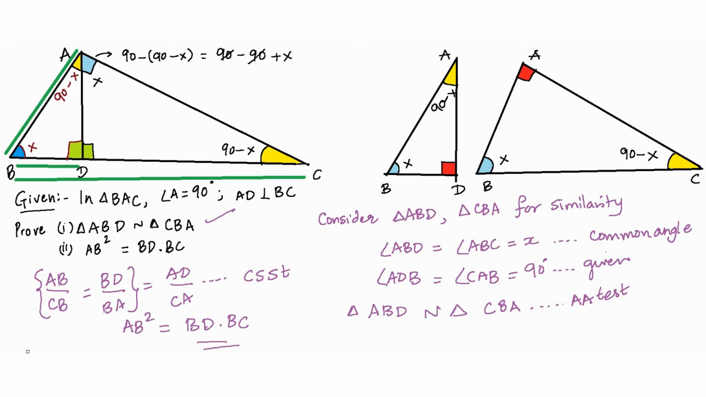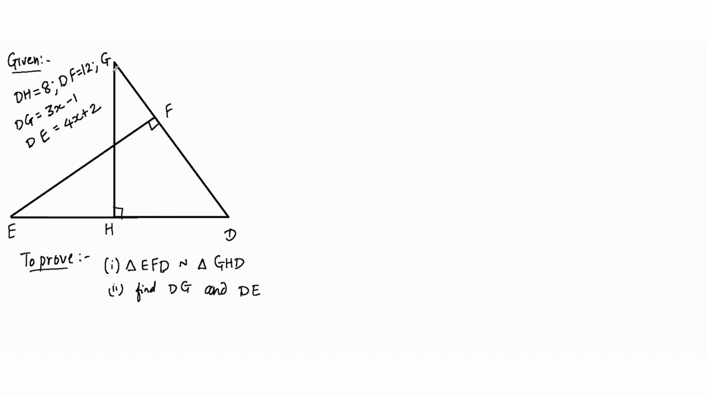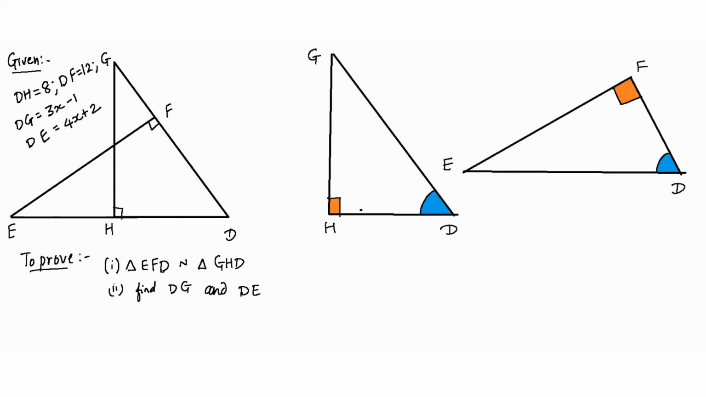Moving on to the next question. Let us consider this question. In this diagram, we have to prove that triangle EFD is similar to triangle GHD, right? So let's do one thing. Let us draw these two triangles separately so that we can view anything that's equal in a better way. I have drawn triangle GHD and EFD.